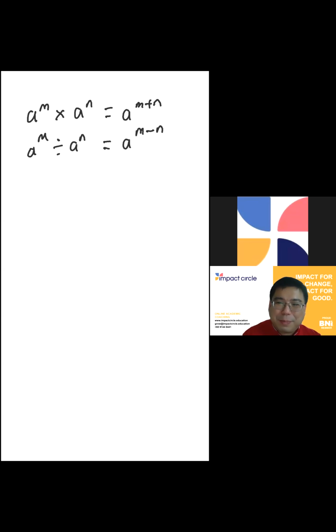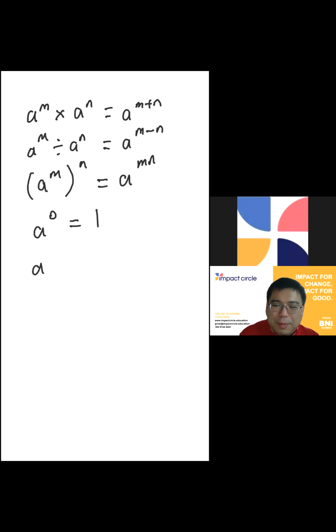Next, we will have the power of the power, a to the power of m all to the power of n, and this will give us a to the power of m times n. Or another way to write it will be a to the power of mn. Next up, we have the zero power. Anything to the power of 0 is always 1. The negative power, a to the power of negative m, gives you the reciprocal, or 1 over a to the power of m.